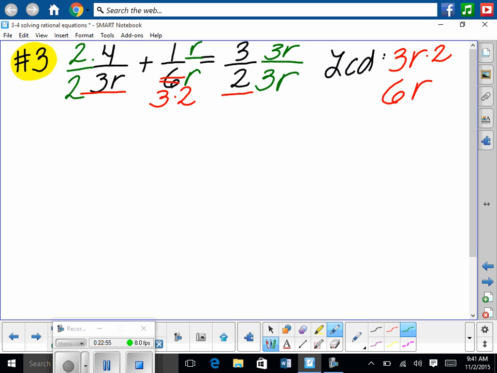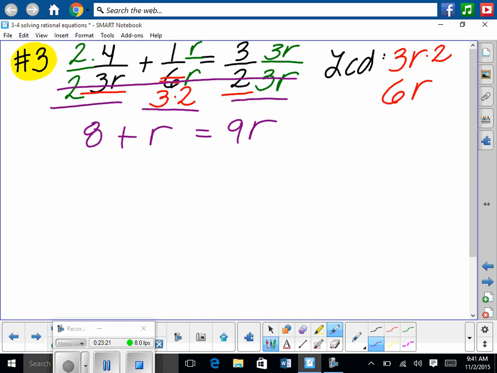Now that we have a common denominator, we can ignore the bottom of our fraction. Just double check that 6r, 6r, 6r, we're good. So now we can ignore the bottom, and we can just use the top to solve. So 2 times 4 is 8. So we have 8 plus 1 times r is r. So 8 plus r is equal to 3 times 3r is 9r.